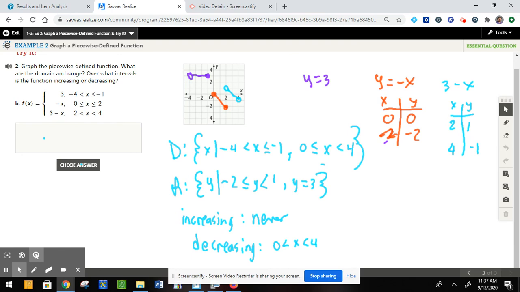Although technically, I suppose it's not decreasing at 2. So you actually need to break that up. So I apologize. We're going to have to break that up and say it's decreasing from 0 to 2, and then it's decreasing from 2 to 4. Because technically at exactly 2, it's not decreasing for either the red or the blue. All right, let's try example 3.